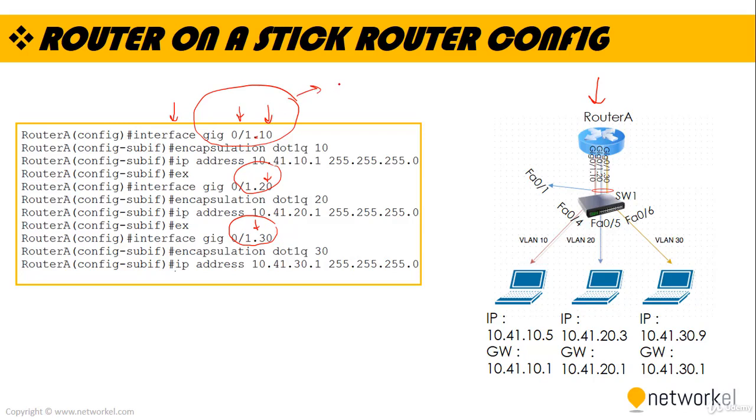I could do this too: Gig0/1 dot maybe 15, but if I use encapsulation dot1Q 10 again, I will be terminating VLAN 10 here. Okay, this number is arbitrary, but for simplicity we are using the VLAN number as the sub-interface name. The thing we need to focus on for terminating a VLAN is actually the encapsulation dot1Q command.